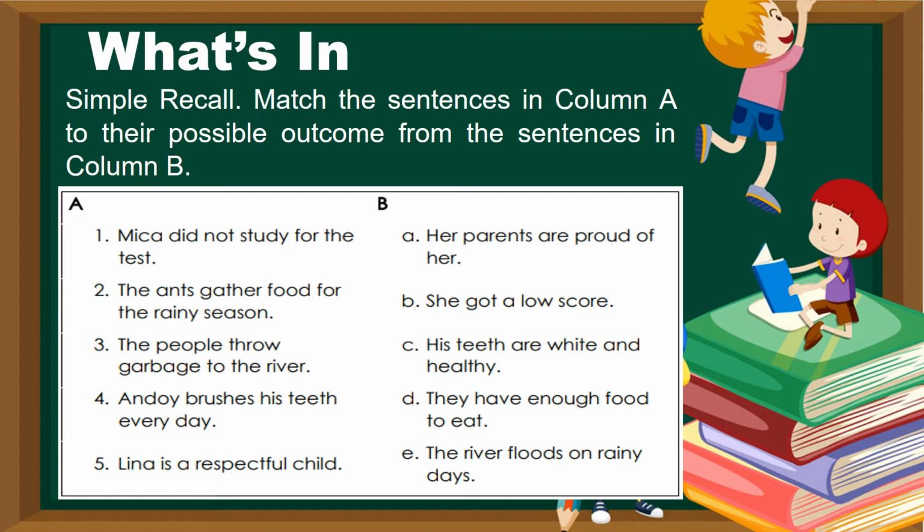In column B, letter A, her parents are proud of her. Letter B, she got a low score. Letter C, his teeth are white and healthy. Letter D, they have enough food to eat. And letter E, the river floods on rainy days.